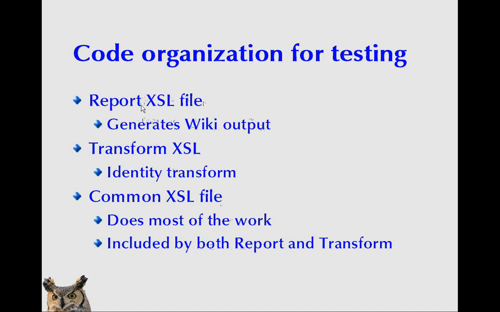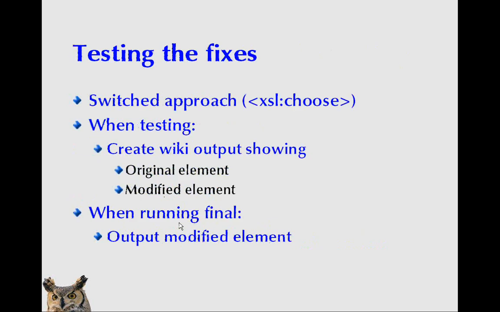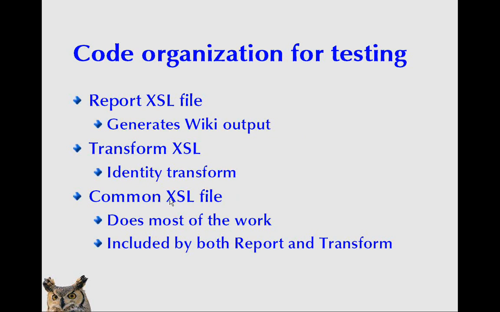So, sorry, other way around. The report XSL used the common to generate the wiki. Our transform XSL actually did the final transform, and this also pulled in the common. So the common was where the actual transforms I was showing you here, how we got to the modified element. That common one was where that shared code existed.